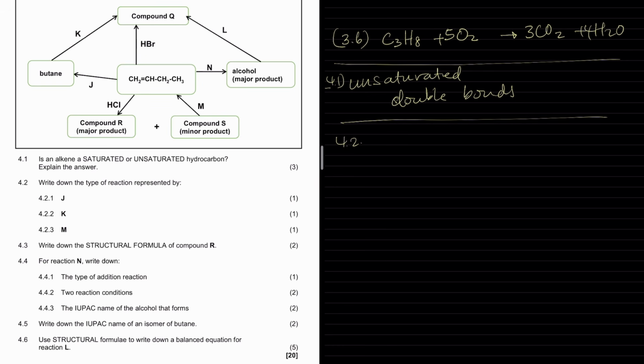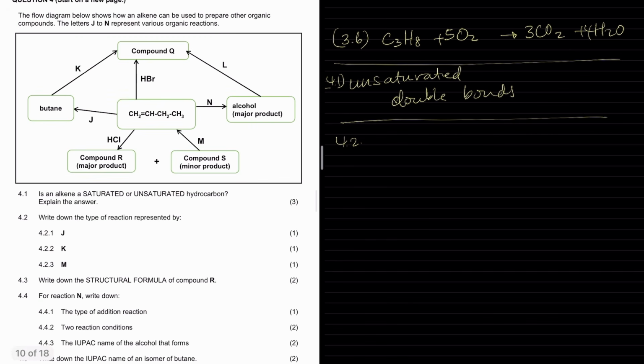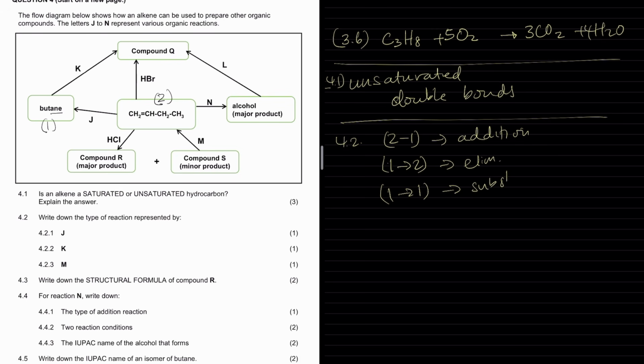4.2, write down the type of reaction represented by J. So the way I answer this is, if I know that this is an alkene, I call this a 2, and butane is an alkane, so I call that a 1. So a reaction that goes from 2 to 1 is a type of addition reaction. A reaction that goes from a 1 to a 2 is called an elimination reaction, and a reaction that goes from a 1 to a 1 is called a substitution reaction. So J goes from a 2 to 1, so in that case it's an addition reaction.